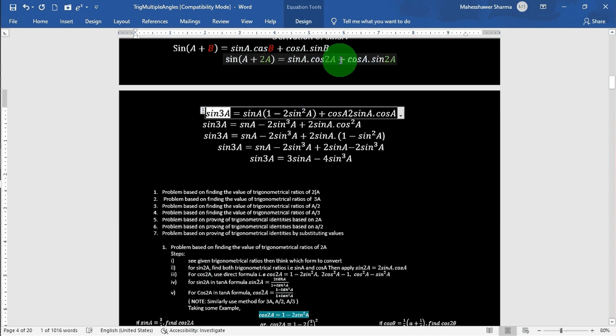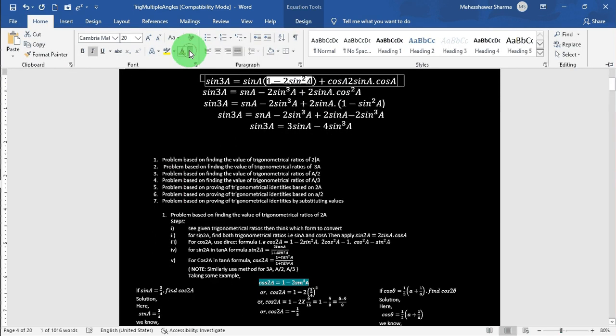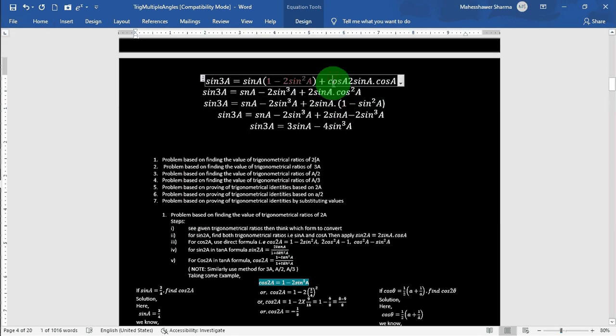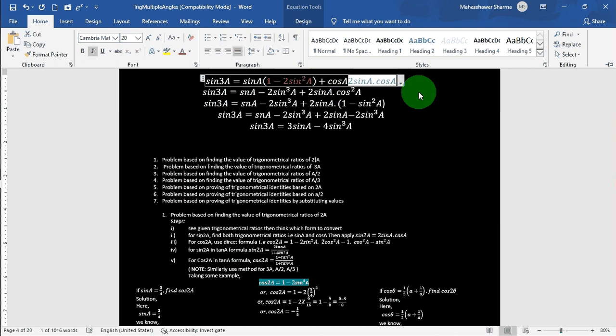Now what is our work? We have to convert everything into sine format. So we use the cos 2a formula here. Cos 2a we write in the sine format, because we are deriving the sine 3a formula. Cos a stays as it is. Then sin 2a also we have to convert into its formula format, so we write 2 sin a dot cos a.